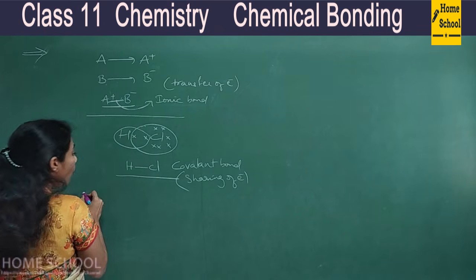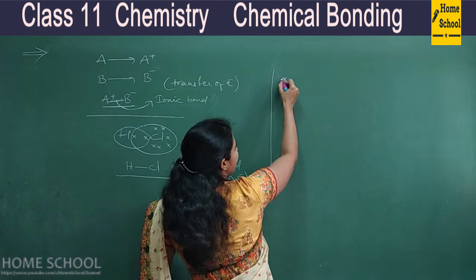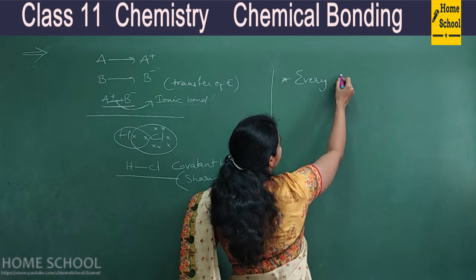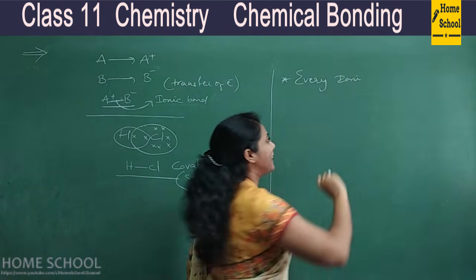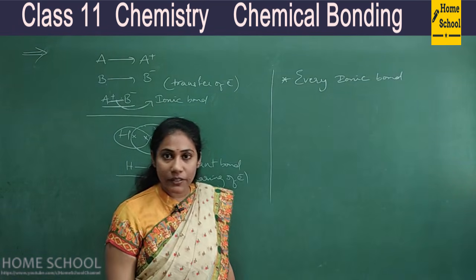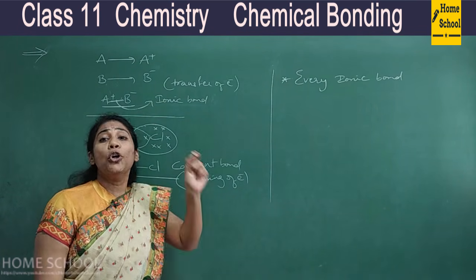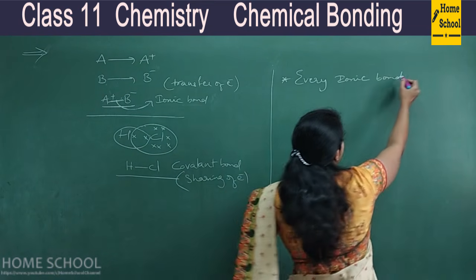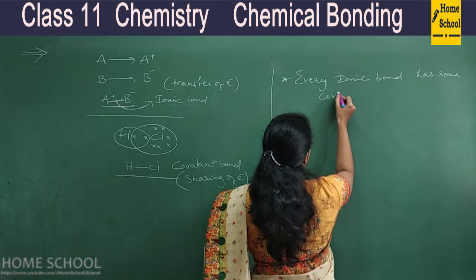Okay. And now what I'm going to tell you is, every point is very important. Note it down. Every ionic bond has a certain amount of covalent character. So no bond is 100% ionic. Some covalent character you will observe in an ionic bond, right? So every ionic bond has some covalent character.